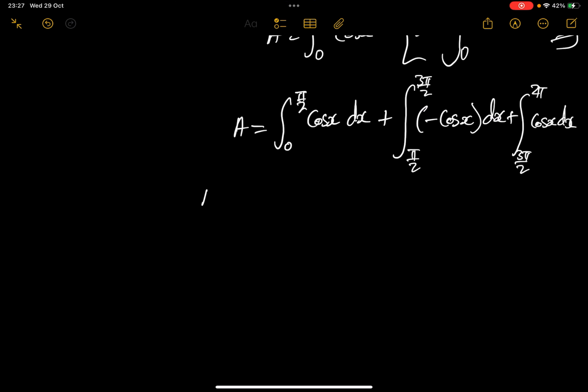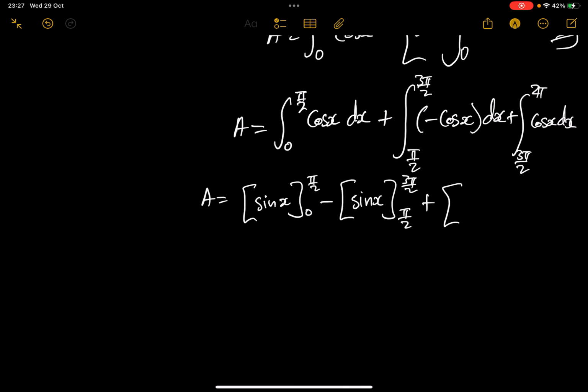So here you can easily substitute. This is going to be sine x from 0 to pi over 2, plus, if you integrate cos, let's fix out the minus, it's going to be minus sine x from pi over 2 to 3 pi over 2, plus cos is going to be sine x, and then from 3 pi over 2 to 2 pi.